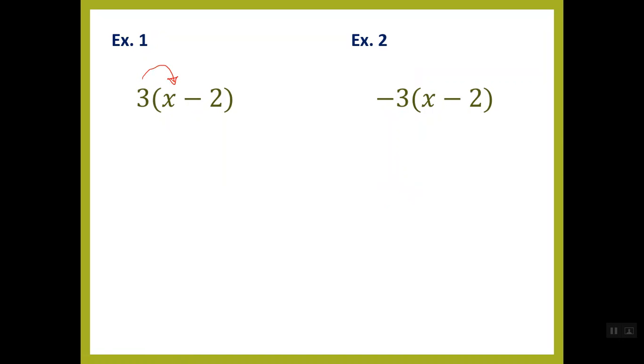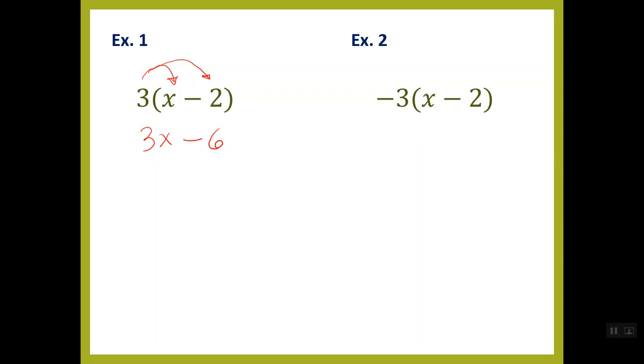And if I had 1x, and I said we wanted to do that 3 times, that would be 3x's, so I would write 3x. And then also inside is a negative 2. So if I were to multiply 3 times negative 2, I would get negative 6, so I'm going to write it as negative 6. So 3 times the quantity x minus 2 is equivalent to 3x minus 6, and I got that using the distributive property.